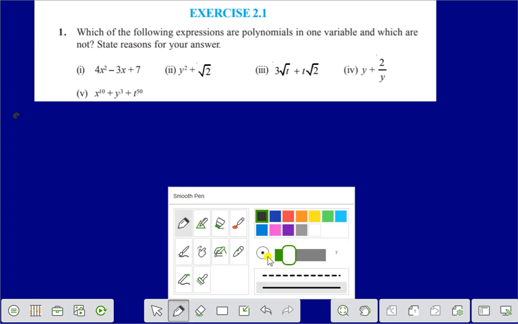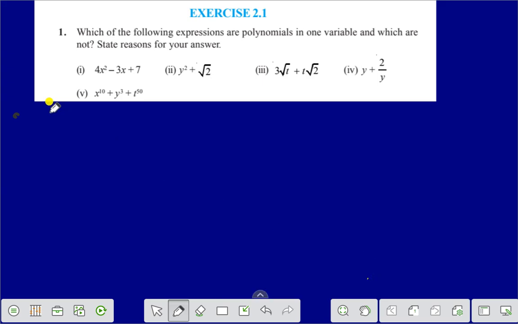Question number 1 you see here is 4x square minus 3x plus 7. Here you see that the powers of x, which are 2, 1 and 0, are whole numbers, right? And it is a variable of x only. So we can say it is a polynomial.